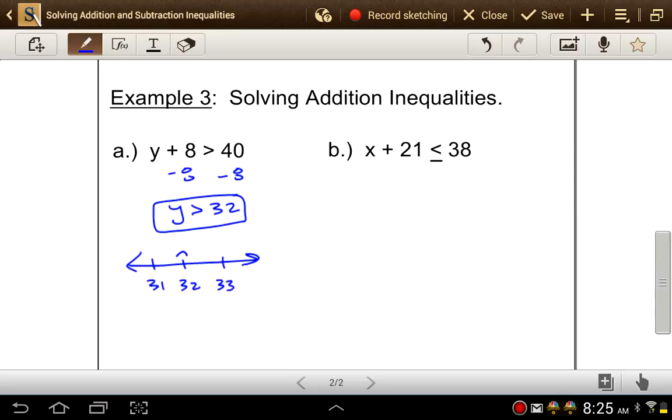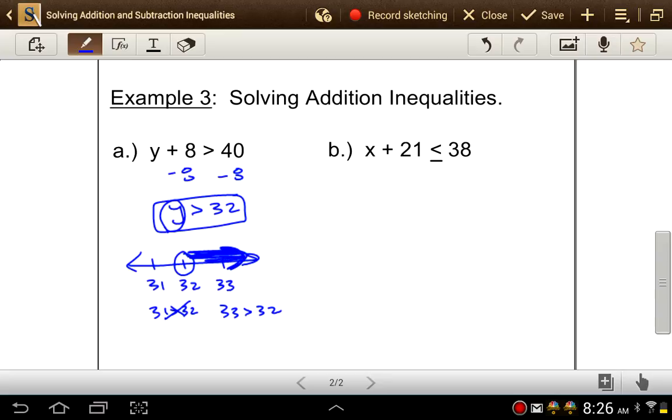Circle 32. I do not fill it in because it does not have the equal to part, and I want to shade in. This represents what I'm shading in. I want to shade in the numbers greater than 32. Is 31 greater than 32? No. Is 33 greater than 32? Yes. So that's the direction that I want to shade.